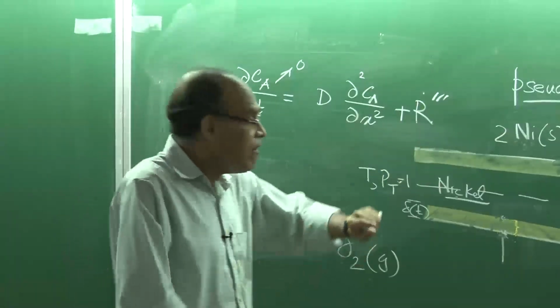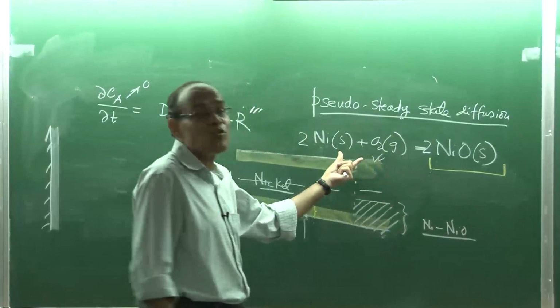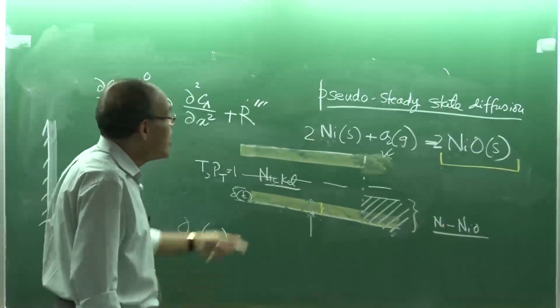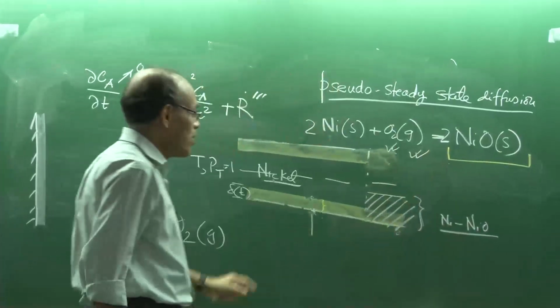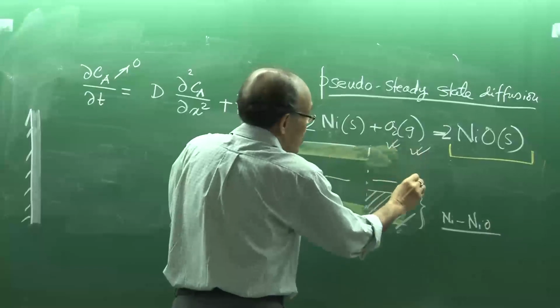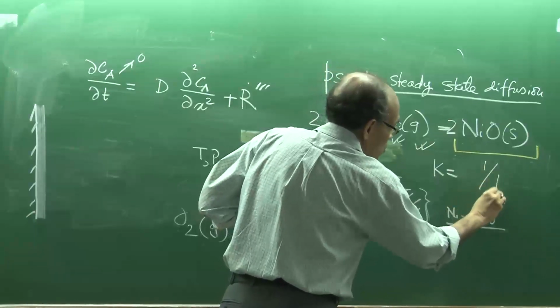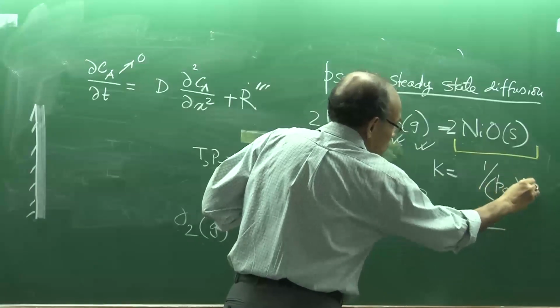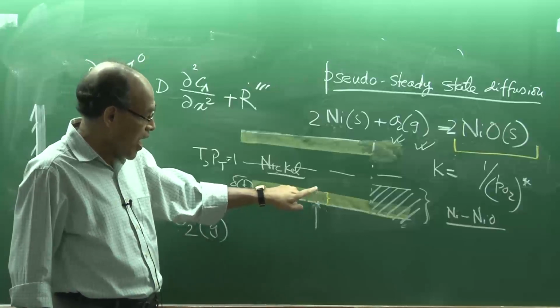But in this case, the rate of the reaction is not coming into the picture because the rate of the reaction has been assumed to be very fast. As a result, this equation can be treated to be at equilibrium at this particular interface, and therefore if you consider again the K value, this is going to be 1 by PO2, and this PO2 is the interfacial concentration of oxygen.